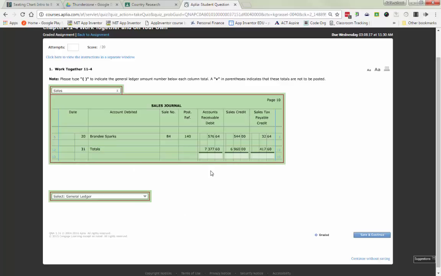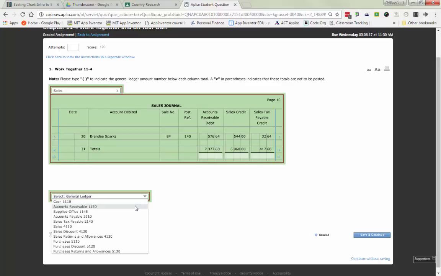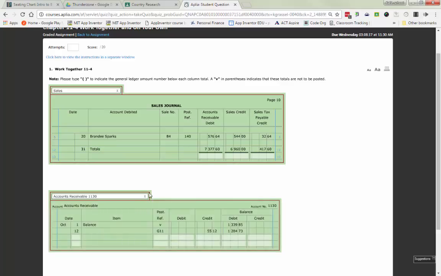So I am always going to post from left to right, so I'm going to find first accounts receivable. Totals always go on the last day of the month, and this is October. So I'm going to put the 31st on here. Post reference is going to be S10, S standing for sales journal, 10 standing for page 10 of the sales journal. And accounts receivable is being debited $7,377.60. It already has a debit balance of $1,284.73. So I'm just going to add those two together.